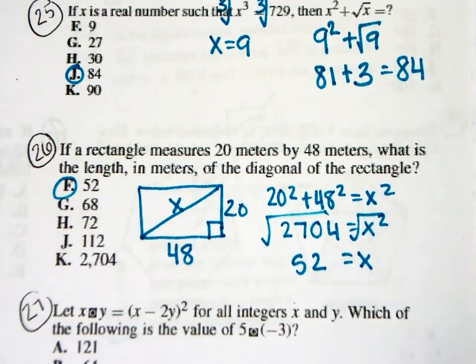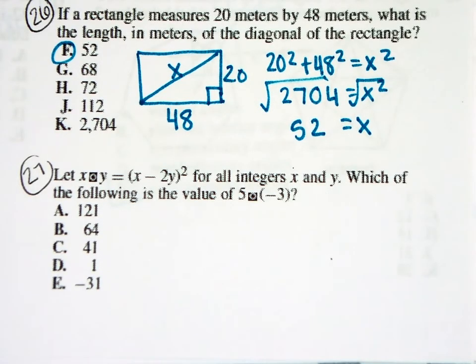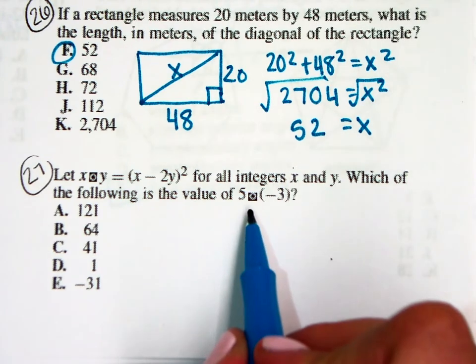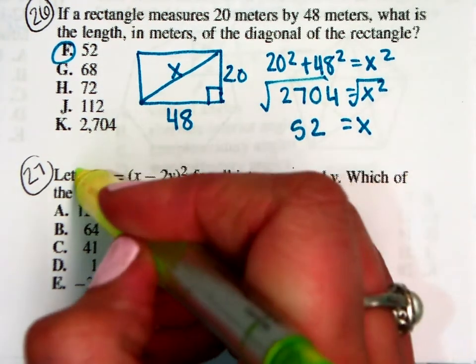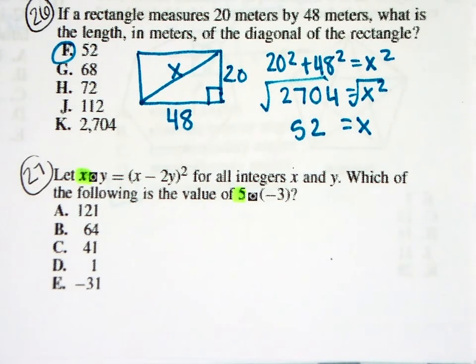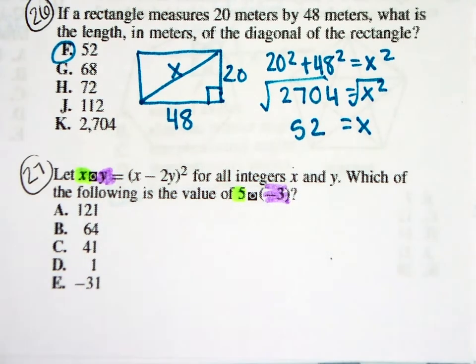Let's go down and try 27. 27 is just some fancy substitution. Remember, the symbol means nothing, but the thing we do want to remember is that x is listed first, so the number that's listed first is also corresponding to x. Y is listed second, so y corresponds to -3.